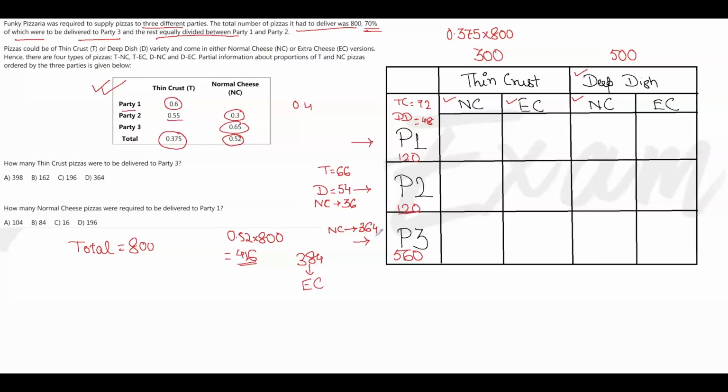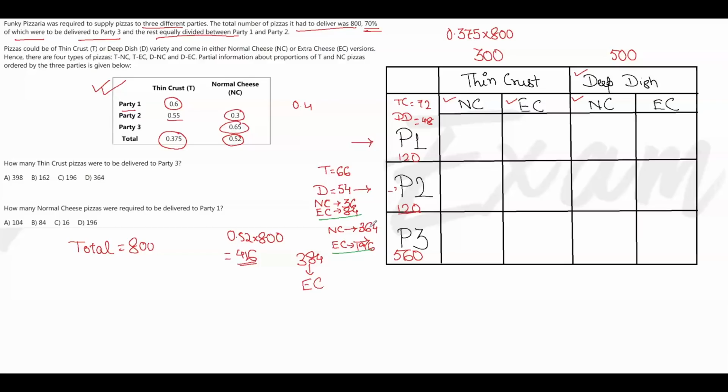Now if normal cheese is equal to 364 and the total number of pizzas is equal to 560, you can easily calculate the remaining part, and the same goes for party 2 as well. Now the question is very clear to us. Let's see. I'll just use a different color so that it does not become monotonous for us. I have however mentioned the number of extra cheese pizzas for both party 2 and party 3.